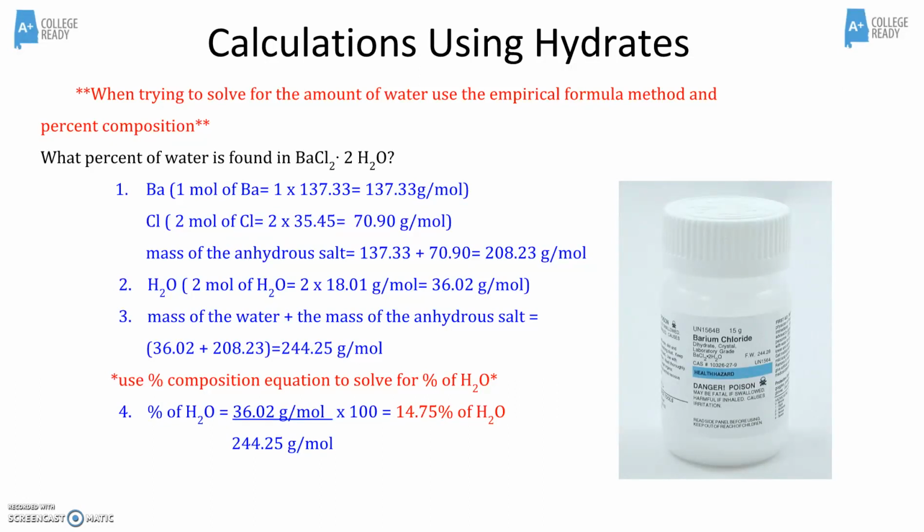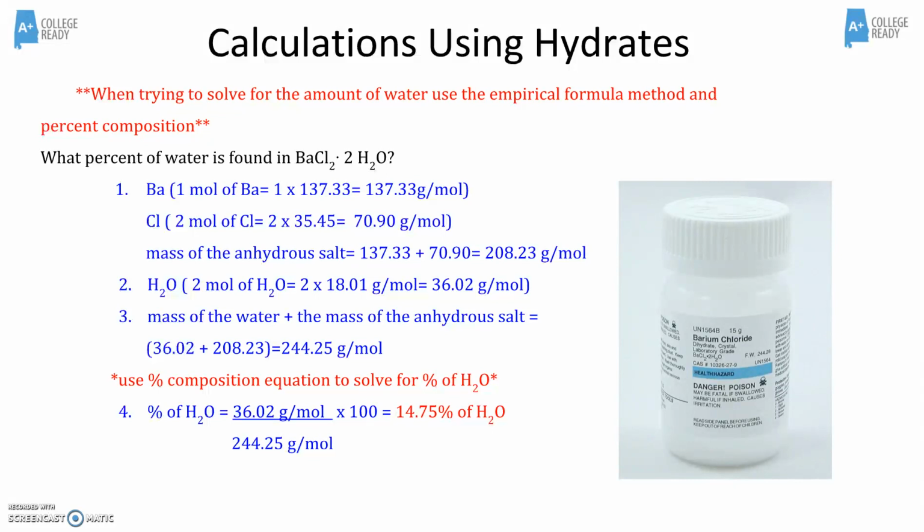So when I take the 2 times the 18.01, I get 36.02 grams per 1 mole of my water. But then to get a total amount, I'm going to have to add both parts together, my anhydrous side and my water side, to give me my total hydrated salt molar mass of 244.25 grams per mole.